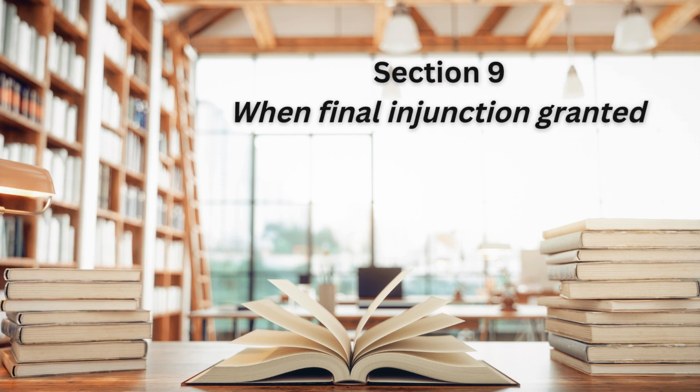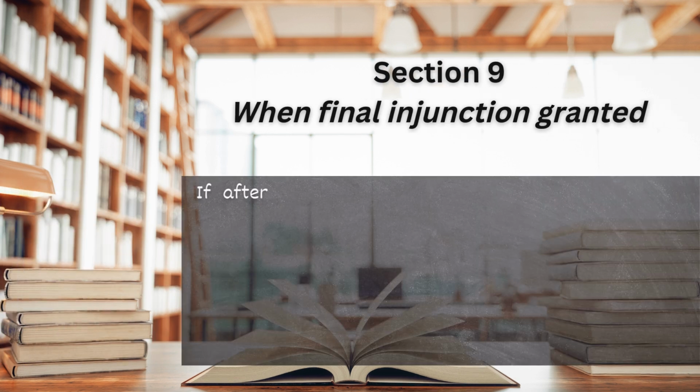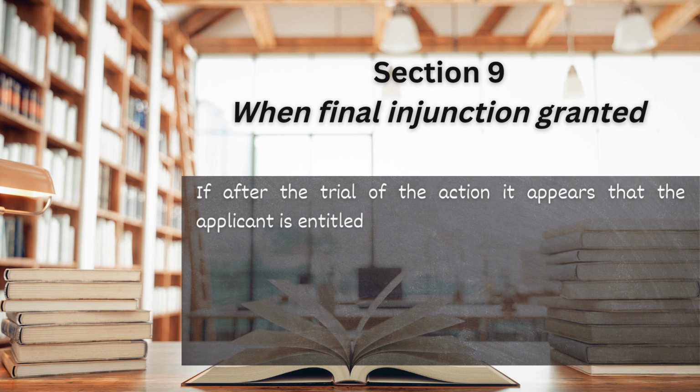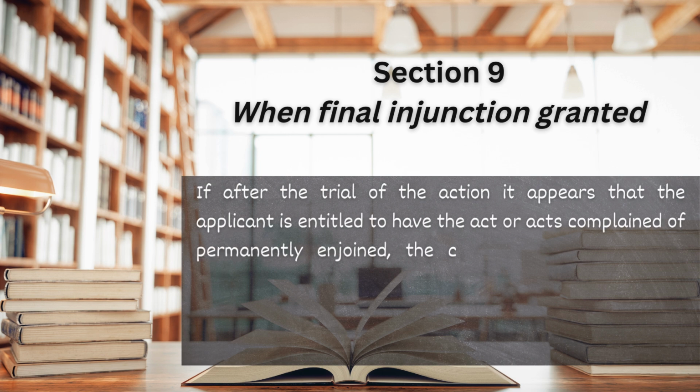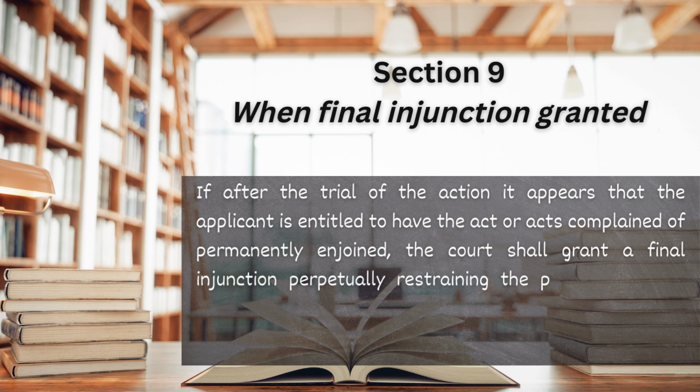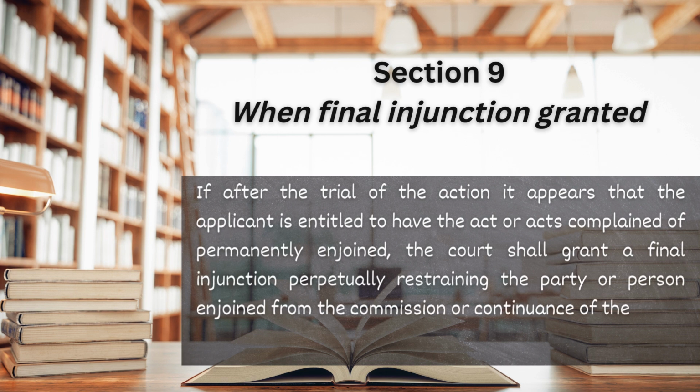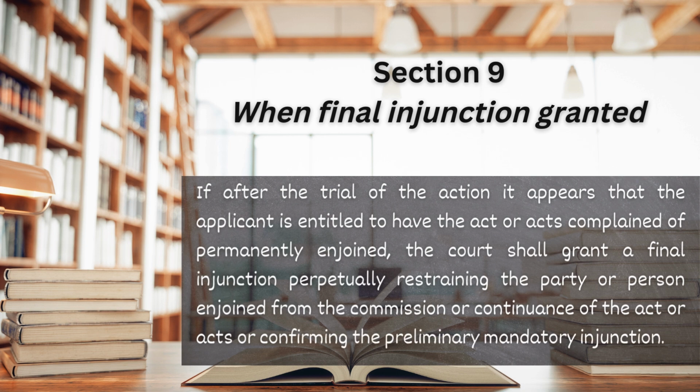Section 9. When final injunction granted. If after the trial of the action it appears that the applicant is entitled to have the act or acts complained of permanently enjoined, the court shall grant a final injunction perpetually restraining the party or person enjoined from the commission or continuance of the act or acts, or confirming the preliminary mandatory injunction.